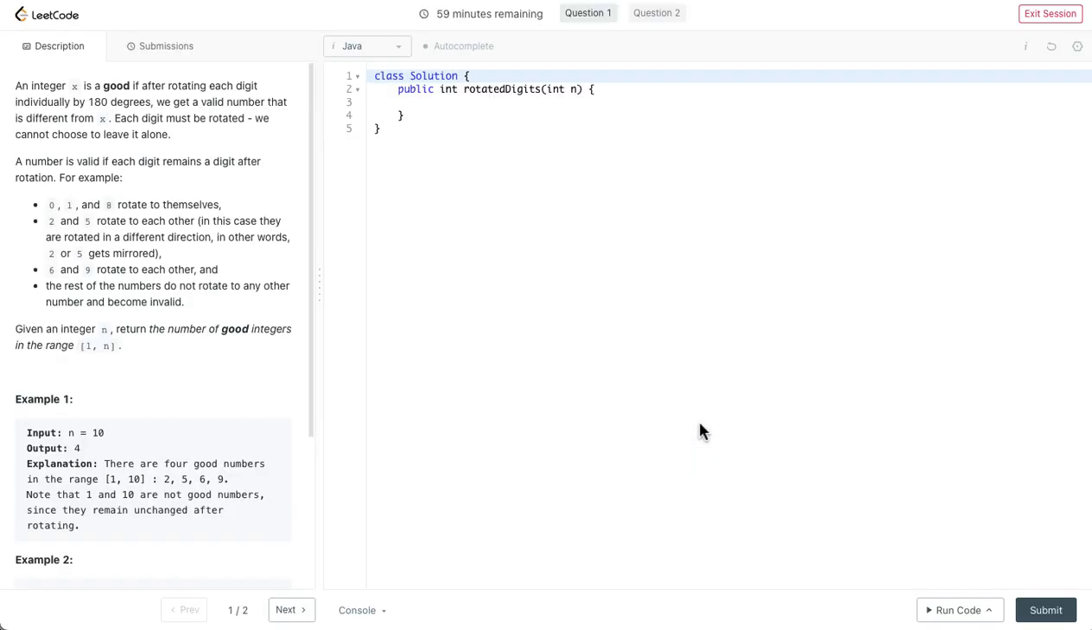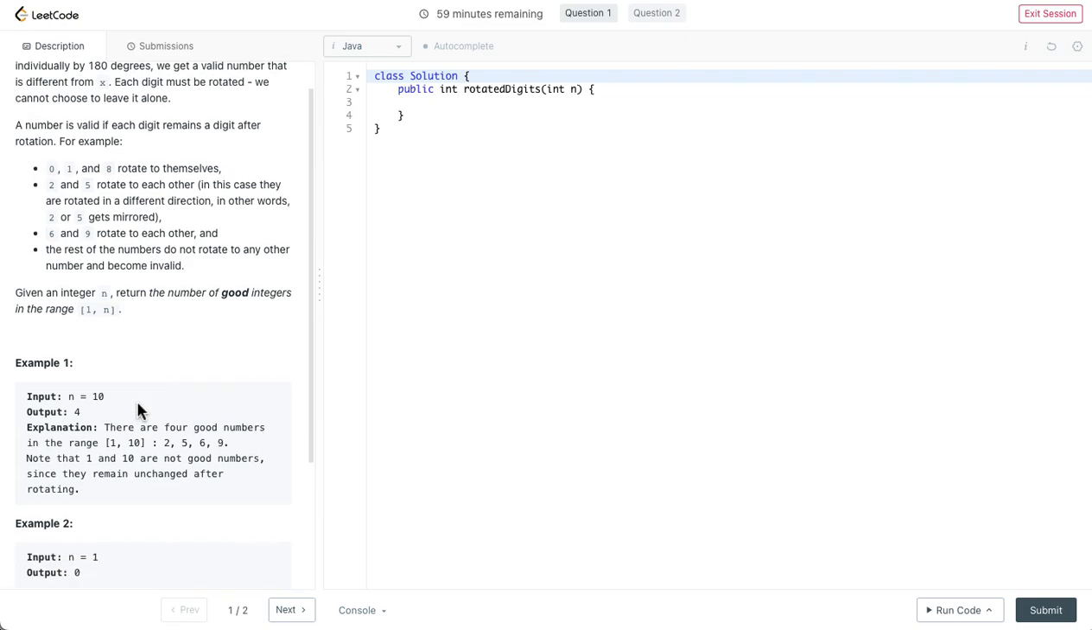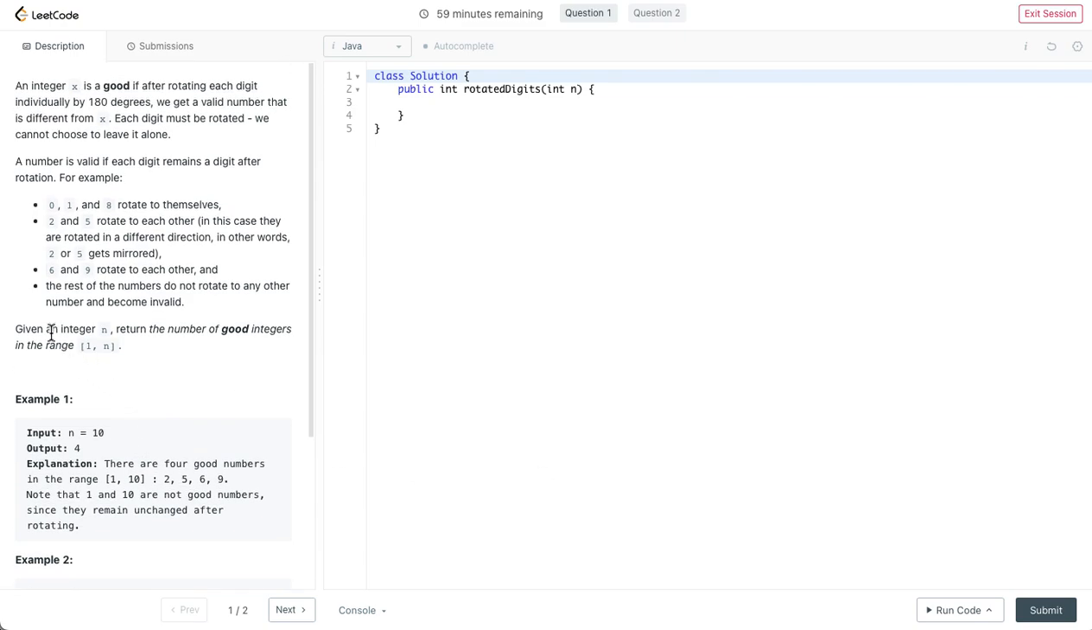An integer x is good if after rotating each integer digit individually by 180 degrees, we get a valid number that is different from x. Each digit must be rotated. We cannot choose to leave it alone. What does that even mean? Given an integer n, return the number of good integers in the range 1 to n.